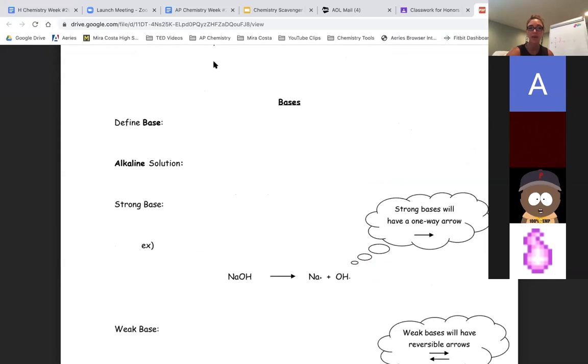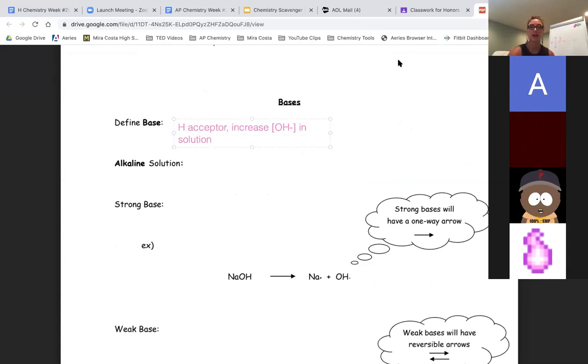Bases. Okay, a base, just like I've already mentioned to you, is a hydrogen acceptor. So if something is accepting hydrogen ions, it's a base. Bases also increase the concentration of hydroxide ions in solution. Those are 2 different definitions of a base.